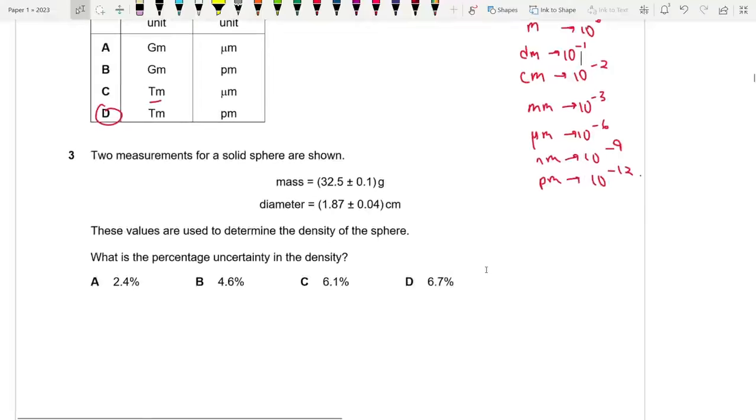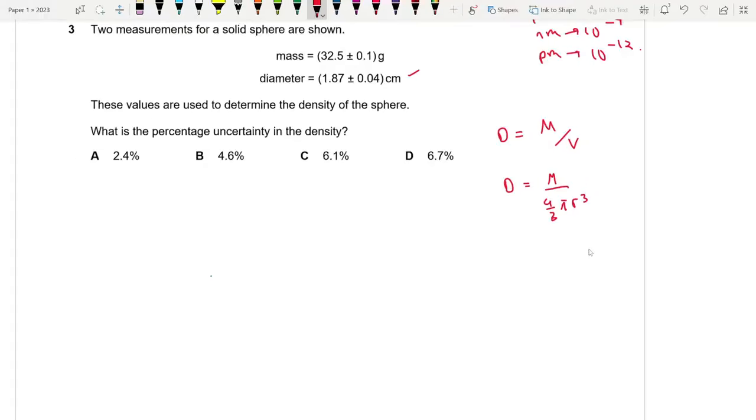Moving on to measurements for a solid sphere shown. What is the percentage uncertainty in density? So we know that density is equal to mass by volume. This is a sphere, so the formula for volume should be 4 by 3 pi r cube. But we have the diameter given. So what is diameter? We know that radius is equal to diameter by 2.